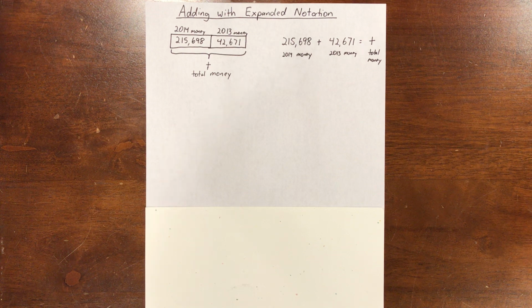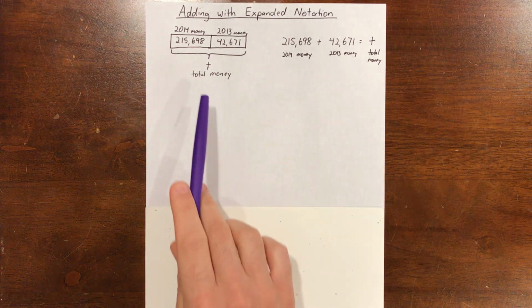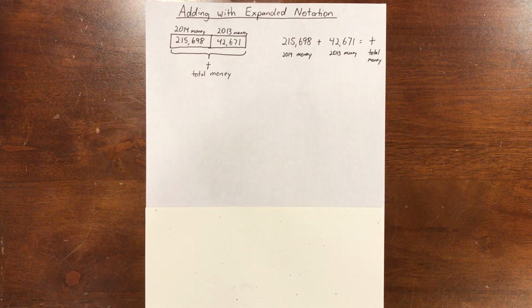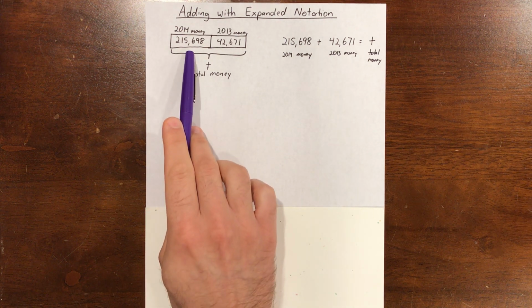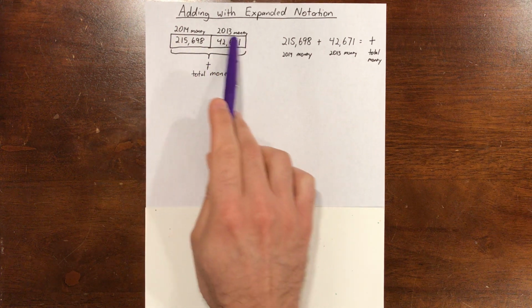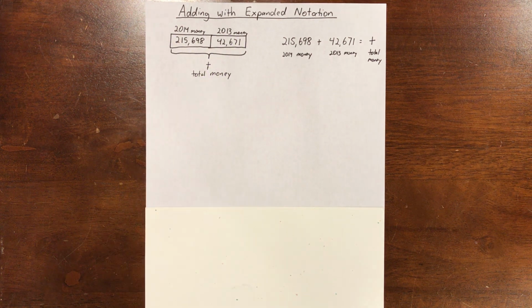There's a lot of ways you could have represented. One way would be a tape diagram, another would be a labeled number sentence. However you represented, what does your representation need to show? Go ahead and say it out loud. Yeah, it has to show that we've got two parts, the money from 2014 and the money from 2013, and that we have to add those two parts together to find the total amount of money.